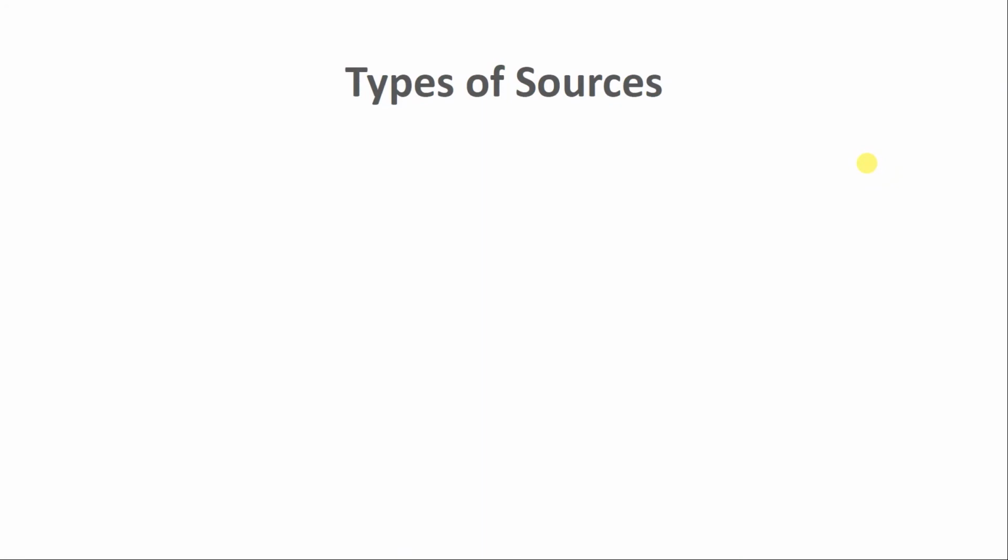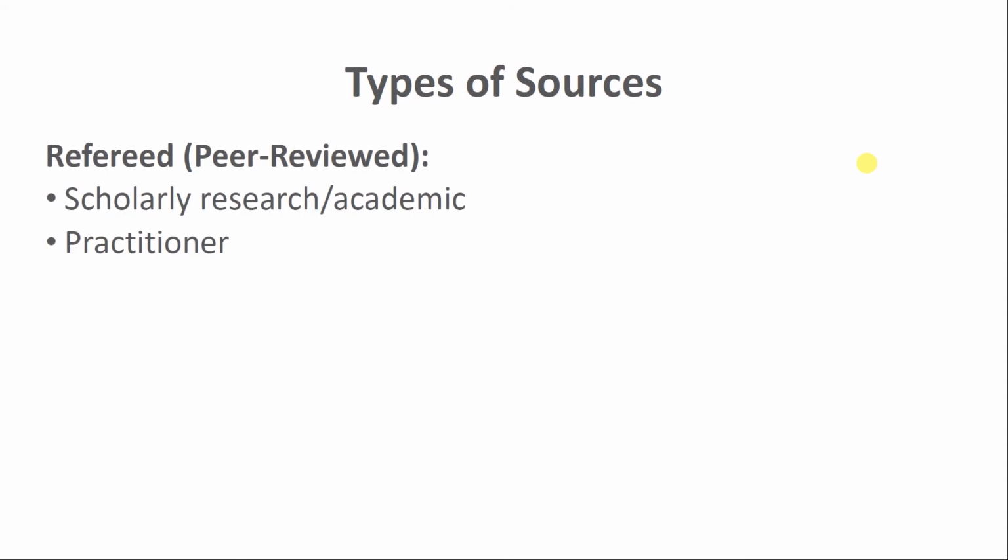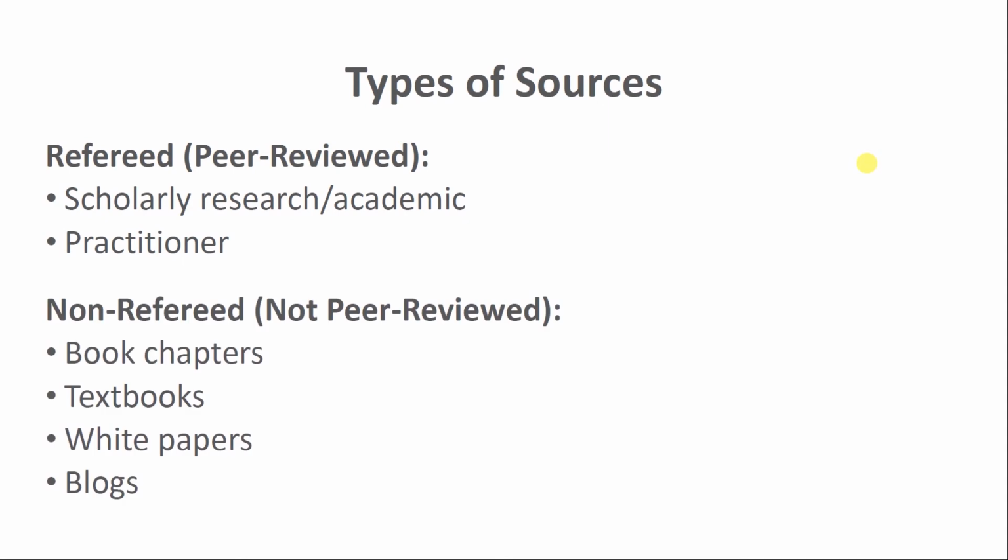So now let's shift gears and talk about research publication sources. Let's start first with the types of sources you're likely to encounter in the organizational sciences. So generally you can think of two broad categories: refereed versus non-refereed, or sometimes peer-reviewed versus not peer-reviewed, types of articles or scholarly sources you might come across.